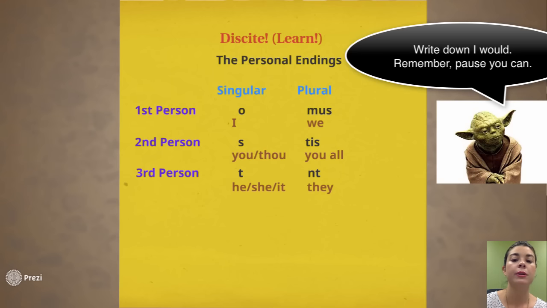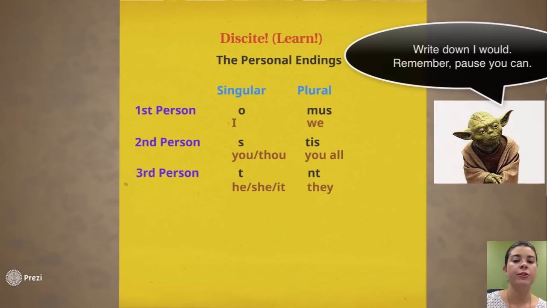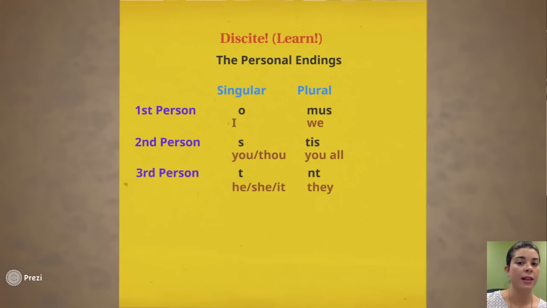So you notice that for the plural endings, some of them still end in S and T, which are also what you see in your singular. So that means you're going to have to look not just at the very last letter, but probably a few letters back just to make sure you're not looking at a first plural or a third plural ending. Okay? So just make sure you double check the whole ending and not just the last letter.